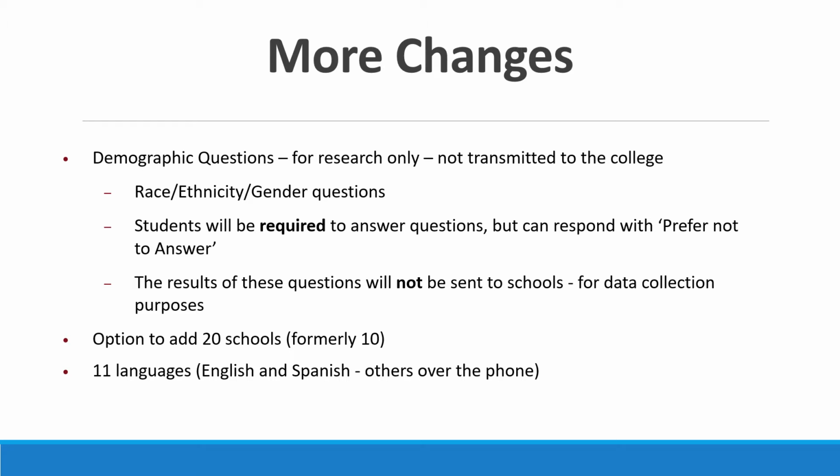Some more changes. The FAFSA is now going to ask some demographic questions. These are race, ethnicity, and gender questions. They're required to answer the questions, but there is an option that says prefer not to answer. These questions are not sent to schools and are not used in any aid eligibility at all. Students now do have the option to send their FAFSA information to 20 schools. That's increased from 10 in the past, and it will be available in 11 languages.